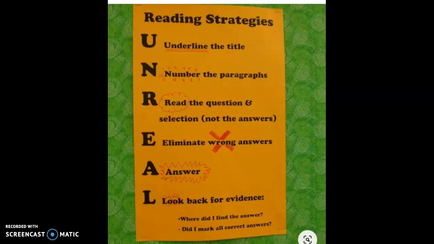E is for eliminate wrong answers. So that's process of elimination. You want to cross off each answer choice that is wrong. And then A stands for answer. And L, look back for evidence.